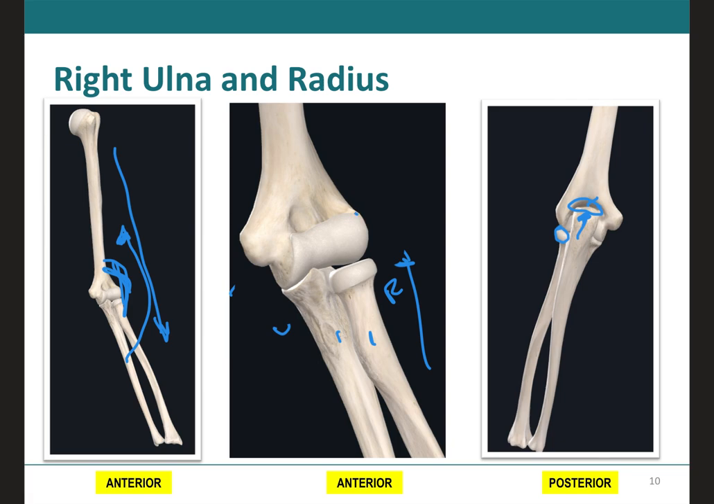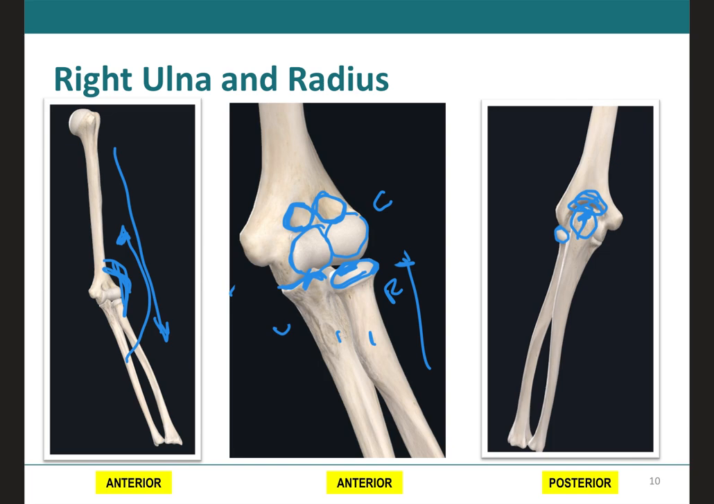The capitulum, which is the part of the trochlea on the lateral side, will articulate with the head of the radius. The trochlea, which is on the medial side, will articulate with the trochlear notch of the ulna. The coronoid fossa on the medial side of the humerus will articulate with the coronoid process of the ulna. The radial fossa of the humerus on the lateral side will articulate with the rim of the radial head. And posteriorly, the olecranon process of the ulna will articulate with the olecranon fossa of the humerus.